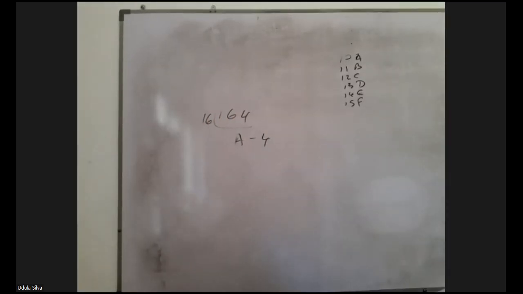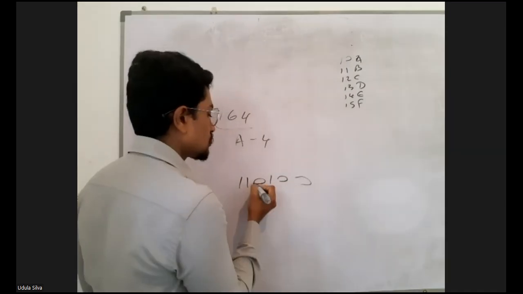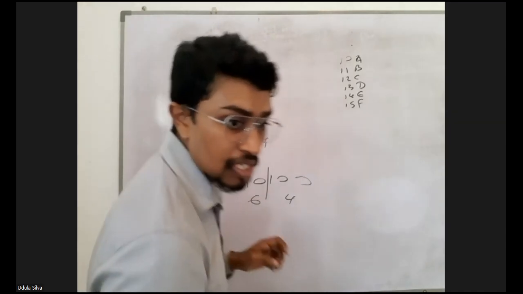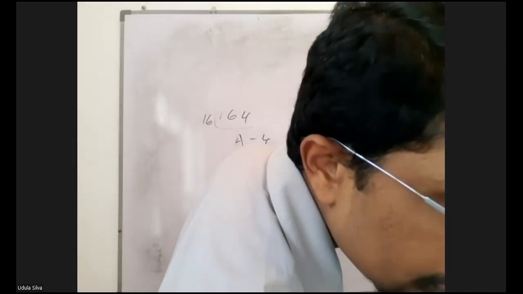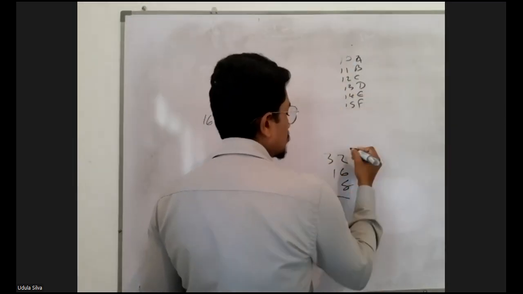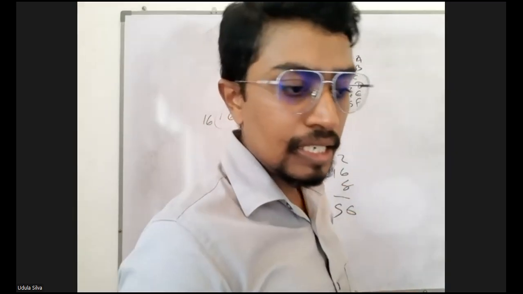The octal one is 110, 1 0, 2 3. We have 4 here, and 56. 1, 2, 4, 8, 16, 32. 32, 16, 8, 56. Yeah. So B and C are correct.